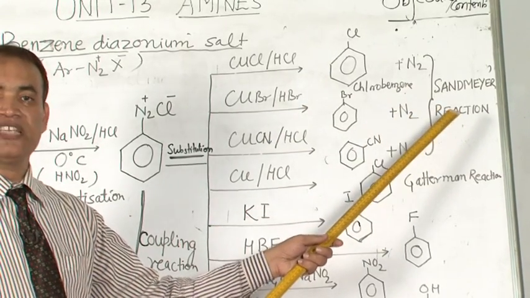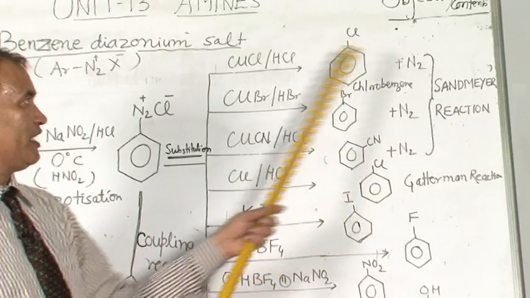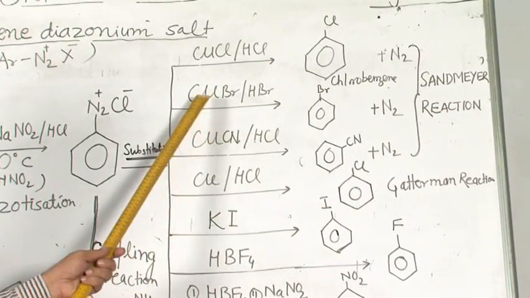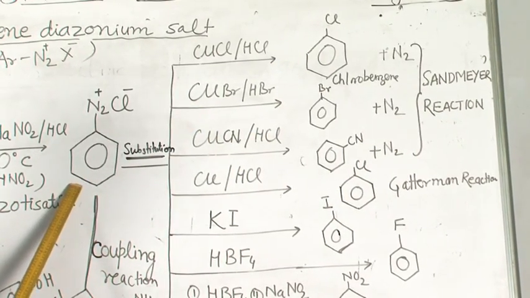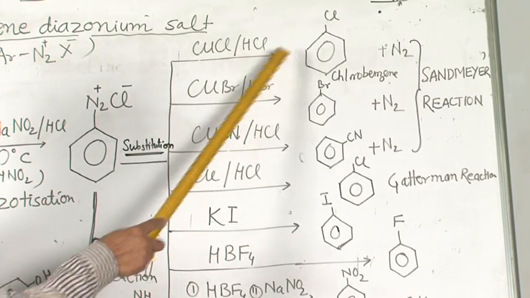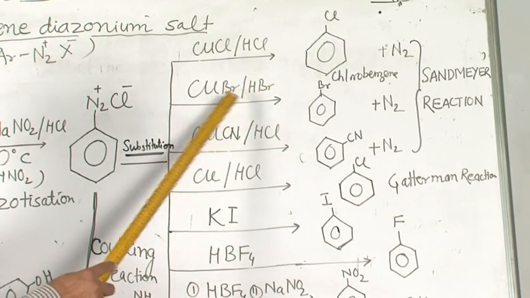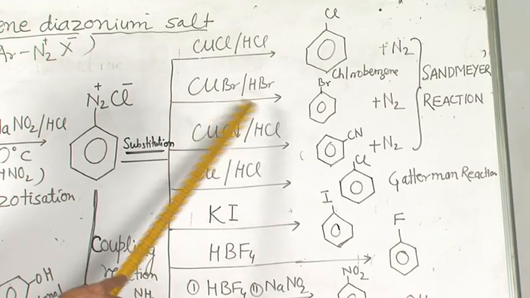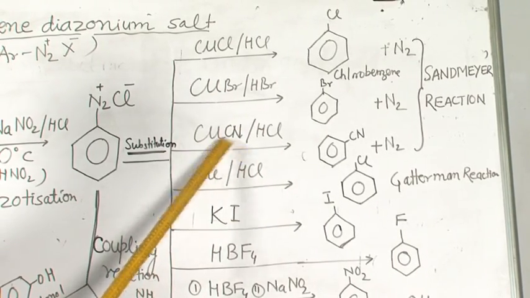This name reaction, Sandmeyer reaction, is also asked. What is Sandmeyer reaction? Any one example can be given for Sandmeyer reaction. Benzene diazonium salt, when treated with CuCl and HCl, forms chlorobenzene. And bromobenzene with CuBr, benzene nitrile with CuCN.